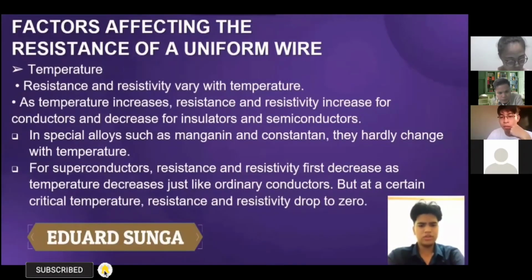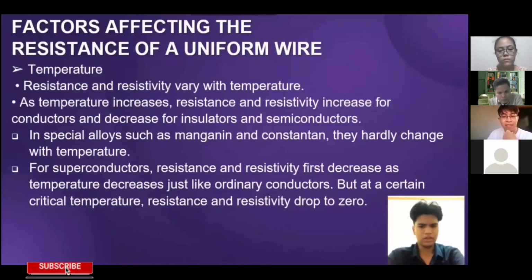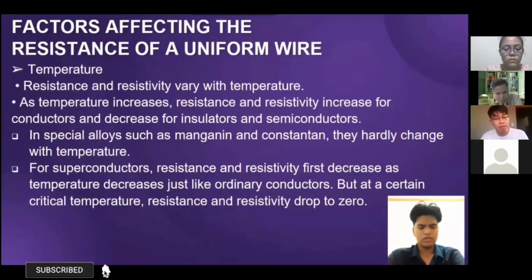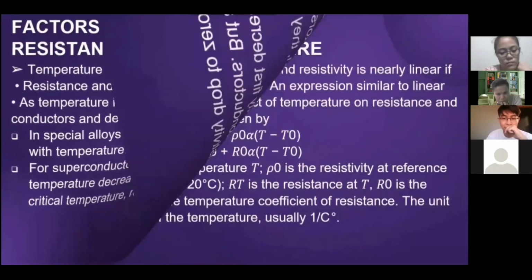For temperature, resistance and resistivity vary with temperature. As temperature increases, resistance and resistivity increase for conductors and decrease for insulators and semiconductors. In special alloys such as manganese and constantan, they hardly change with temperature. For superconductors, resistance and resistivity first decrease as temperature decreases, just like ordinary conductors. But at a certain critical temperature, resistance and resistivity drop to zero.